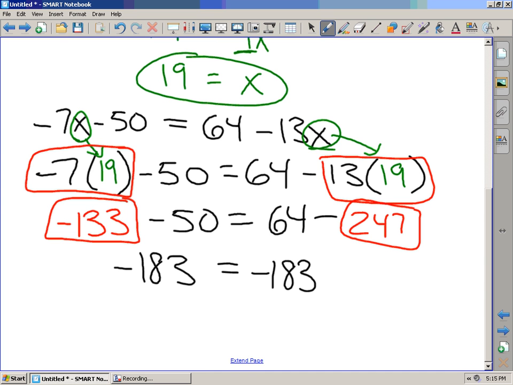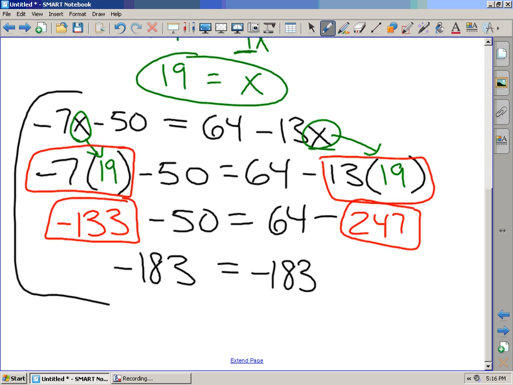If they were not equivalent, you would know that you have a problem. And it might be that x does not equal 19. Or it could be that maybe you made a mistake when you were checking your work. So this step is an indication to you that you might have a problem. So it's a good idea to take this step.